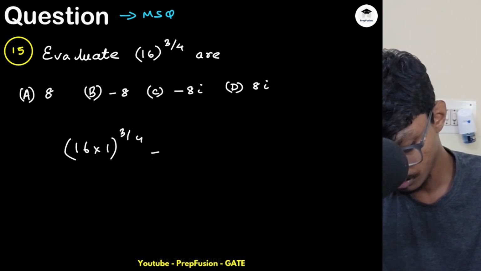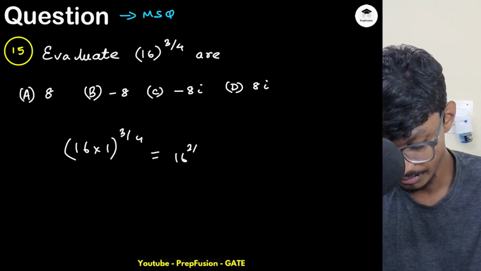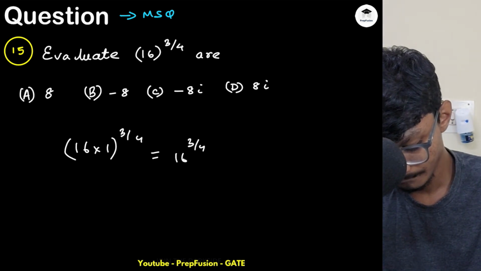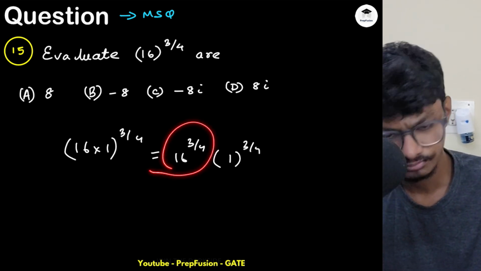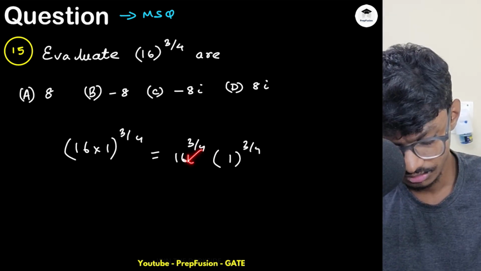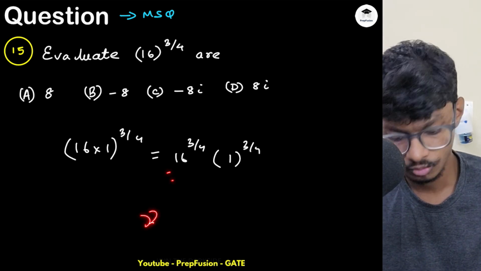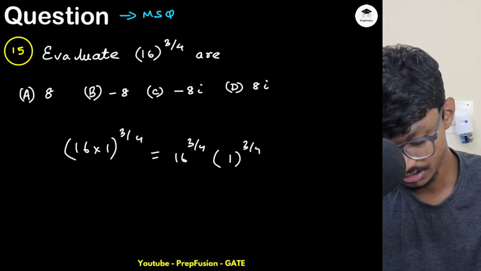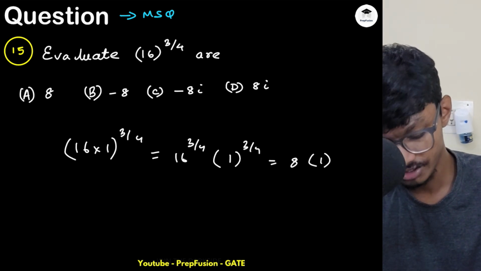So I know what will be one of the roots. It is 16 raised to power 3 by 4, and this is 1 raised to power 3 by 4. I know the simplest root. If I do the quartic root of 16, it will be 2. 2 raised to power 3 will be 8. So this will be 8 times 1 raised to power 3 by 2.